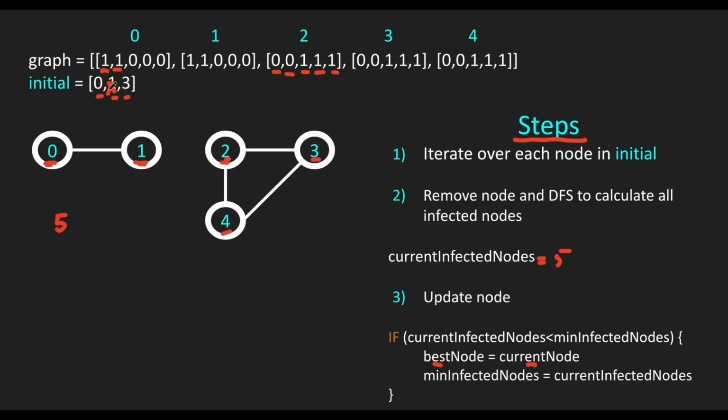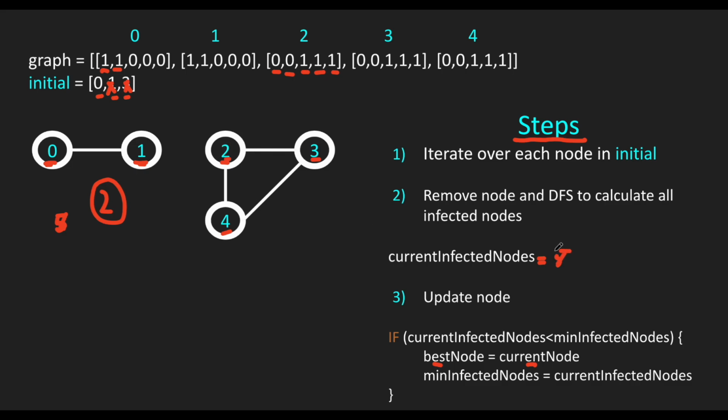Now let's go to the last one, when we are taking our initial, we are removing 3. Now we are DFS searching and finding the number of infected nodes. If we are removing 3 in this case, what's going to happen? The initial number of infected nodes, 0 and 1, is going to be 2, because 0 and 1 are not connected to 2, 3, and 4.